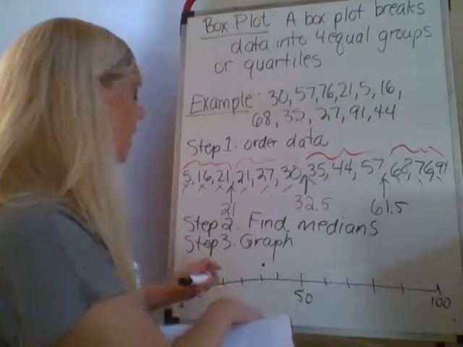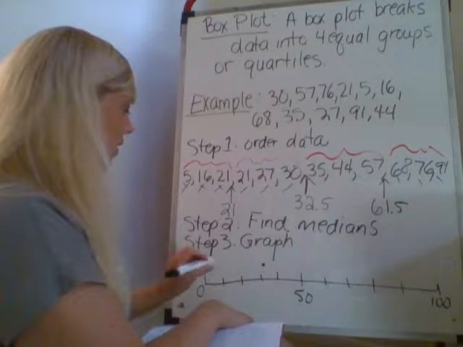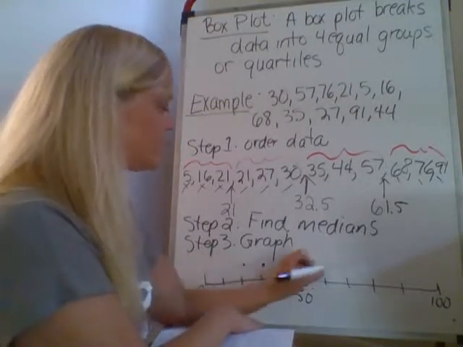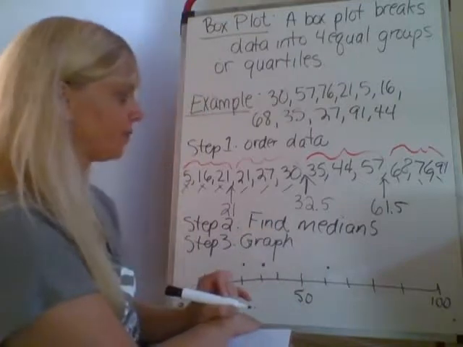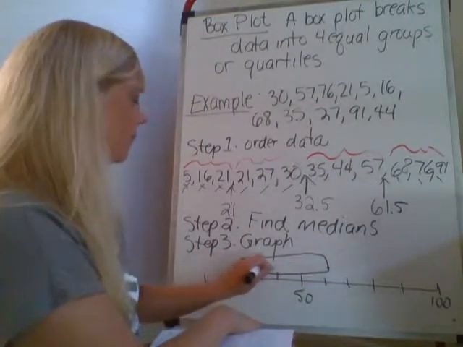Then I'm going to graph my lower median and my upper median. My lower median is 21, so here's 20 and 21, and then 61.5 is over here. So I'm going to go ahead and box that in.